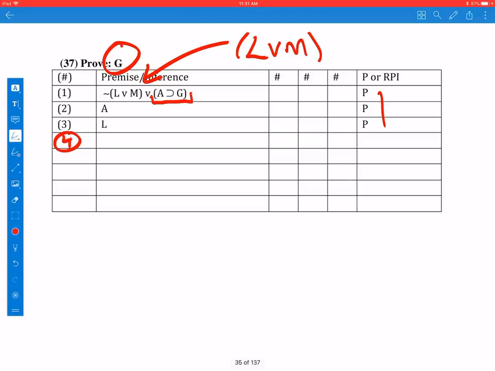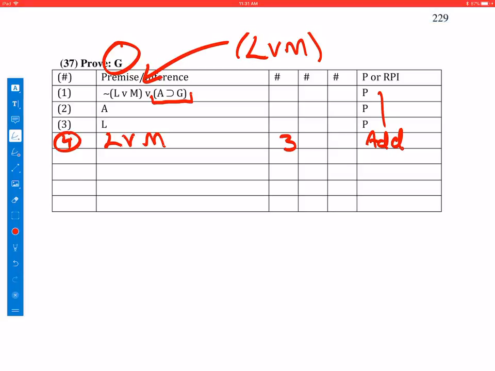I have an L down on line 3, so what I'm going to do is add or M by addition. So now I can do a disjunctive syllogism with 1 and 4. What that gets me is if A, then G. That was 1 and 4, disjunctive syllogism. I wanted a G, and all I need is an A. It says if A, then G. There's an A in line 2, so I can say G from 2 and 5, modus ponens. Simple.